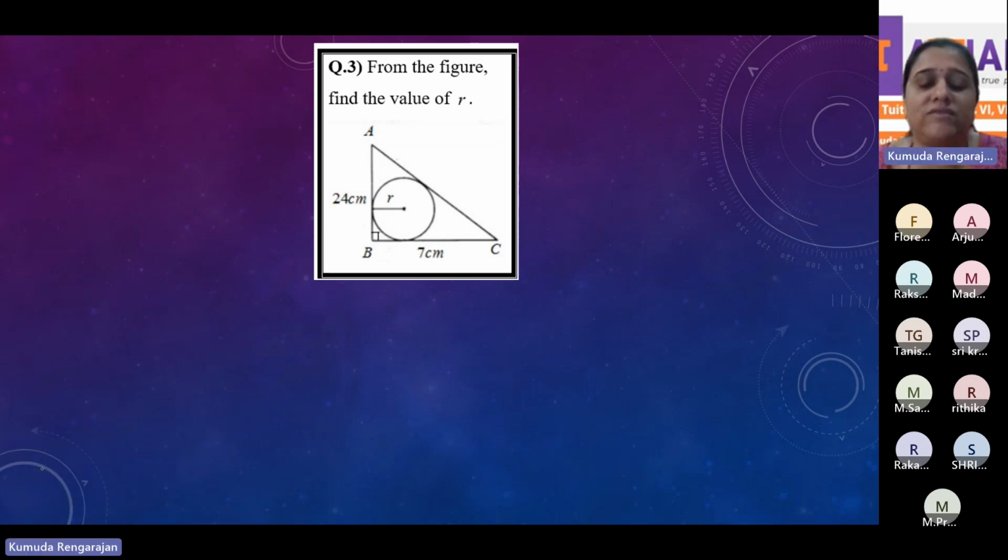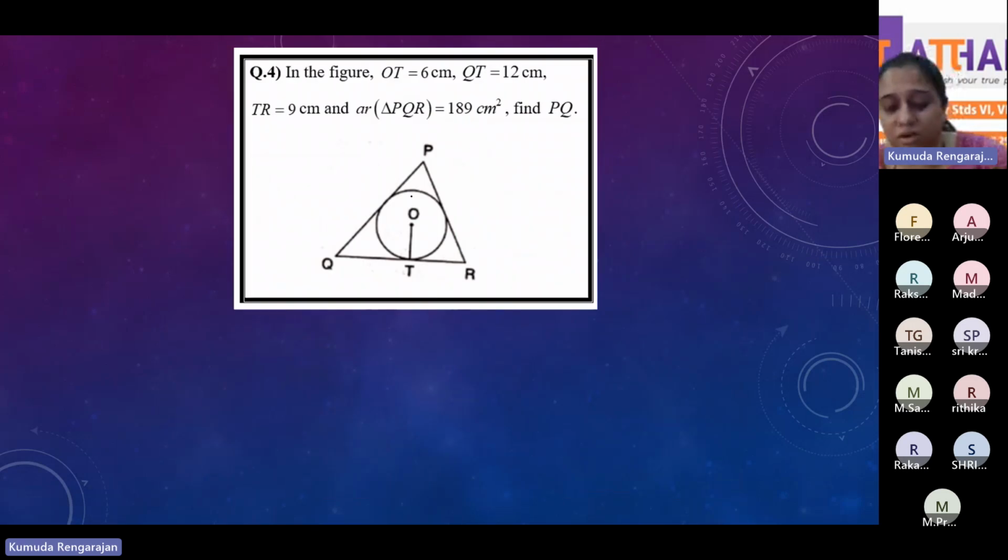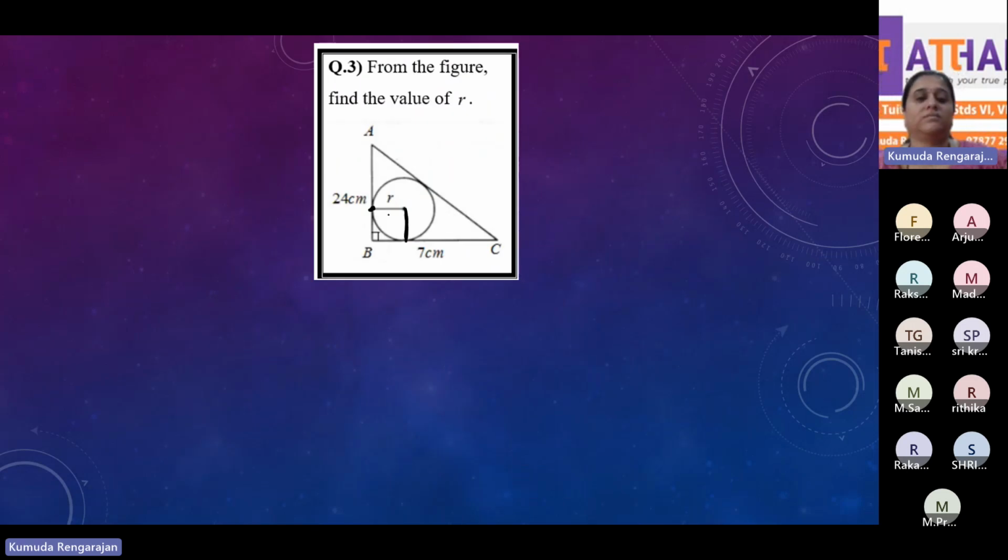Now the question is to find the value of R, the radius. Okay. So now, supposing we mark the points of contact. I think I've marked here. I've used the formula here, but I'll not use the formula here, children. Let me mark this point as P and Q. PQ.